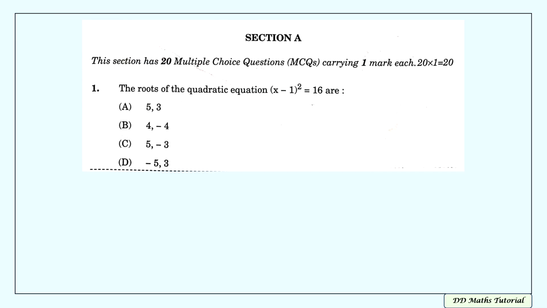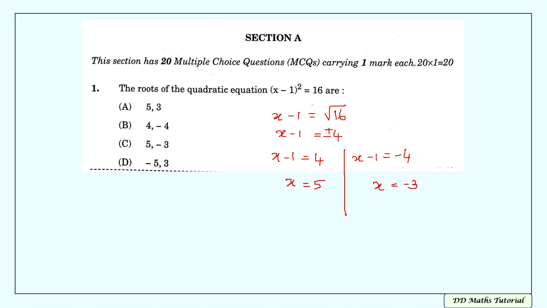The first question: the roots of the quadratic equation (x minus 1) the whole square is equal to 16 are. So x minus 1 will be equal to root of 16. x minus 1 is equal to plus or minus 4. So we will be having x minus 1 is equal to plus 4 as well as x minus 1 is equal to minus 4. So x is equal to 5 and x is equal to minus 3. So the answer is option C, 5 comma minus 3.